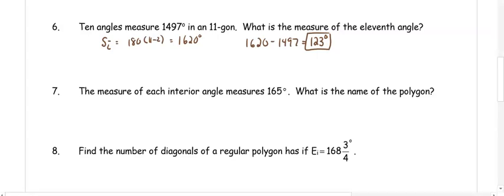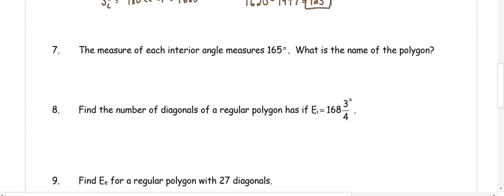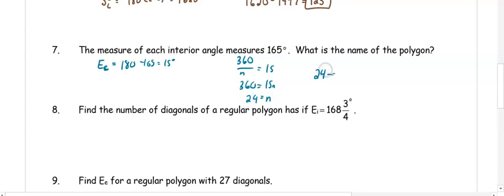Number 7, the measure of each interior angle is 165 degrees. Find the name of the polygon. So the interior angle formula is a little hard to work with. So to find each exterior, we can subtract from 180, we get 15 degrees. 360 over n equals 15. 360 equals 15n. When we divide, we get n is 24, so this is a 24-gon.